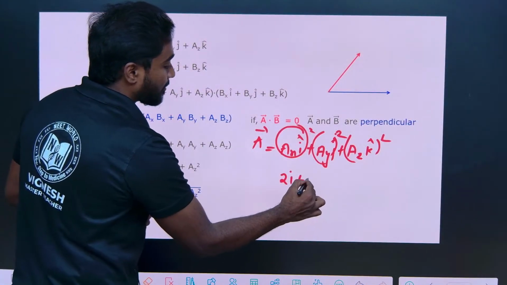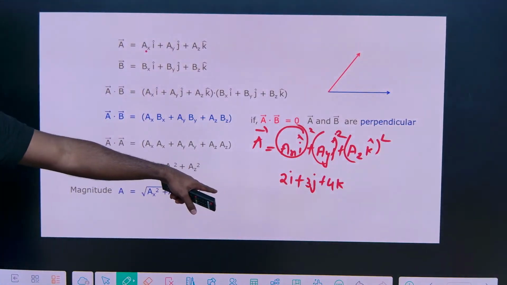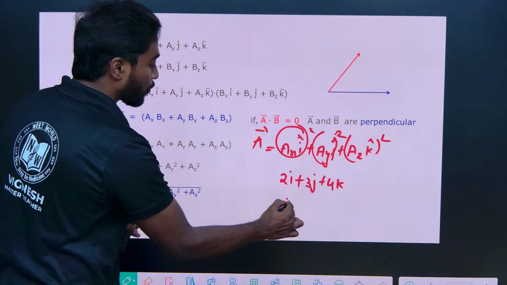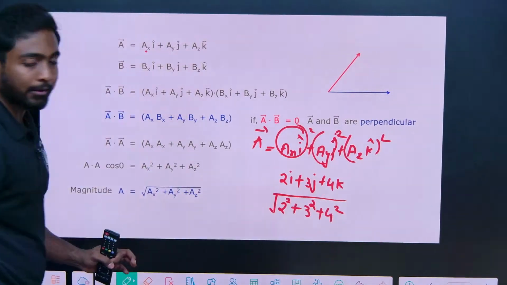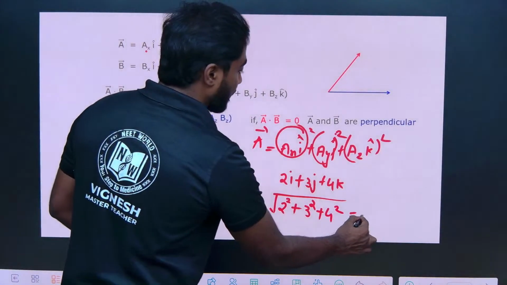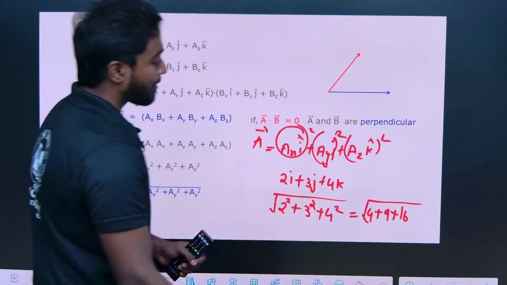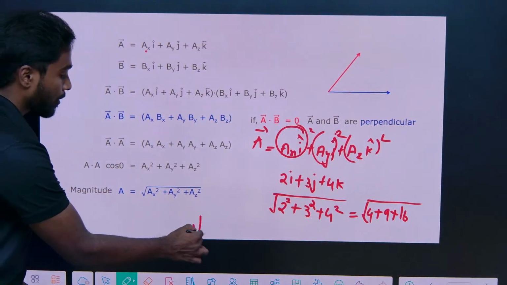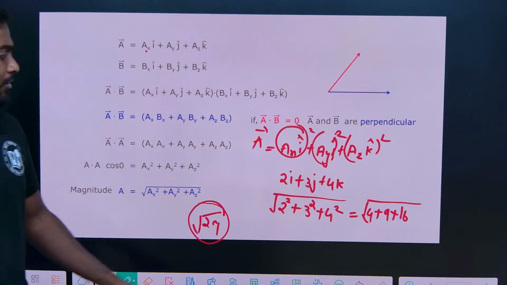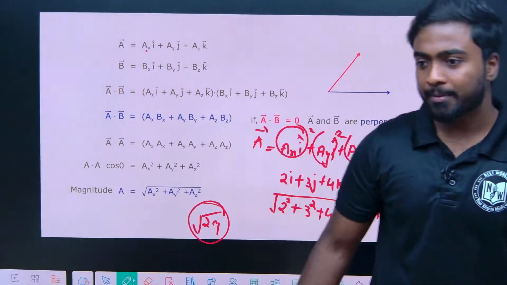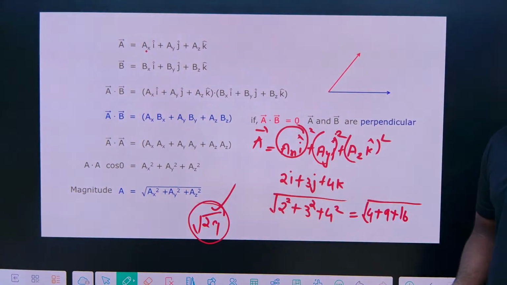Say 2i plus 3j plus 4k they have given, and they are asking for only the magnitude, which means 2 square plus 3 square plus 4 square, all under the root. So what will be the answer? 4 plus 9 plus 16 under root. So the answer will be root 29. This is my magnitude of A. Okay, this is in the vector form, 2i plus 3j plus 4k, and when they ask only for magnitude, root 29 will be my answer.